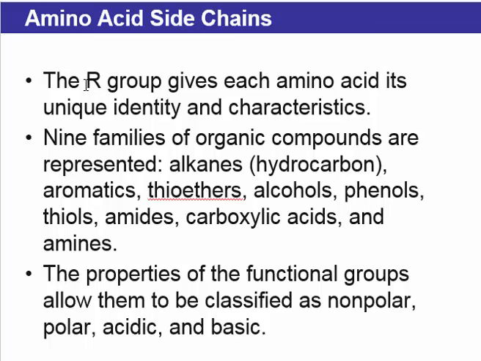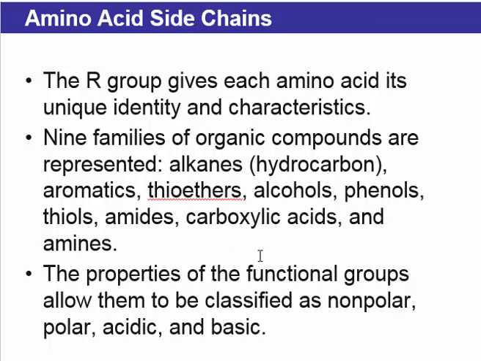The side chain of an amino acid, designated by capital letter R, gives each amino acid its unique identity and characteristics. In the side chain, we have 9 families of organic functional groups represented: the alkanes, which your textbook refers to as hydrocarbon, aromatics, thioethers, alcohols, phenols, thiols, amides, carboxylic acids, and amines. So even in the side chain, there can be a carboxylic acid and an amine.